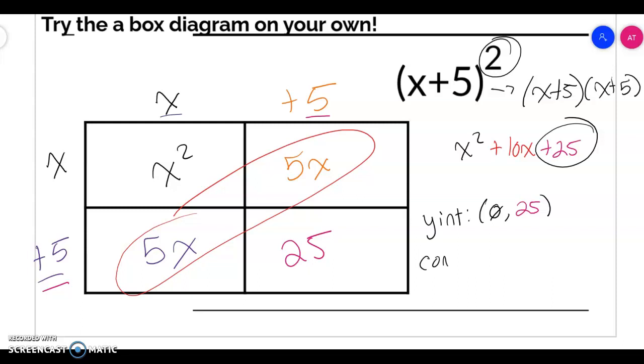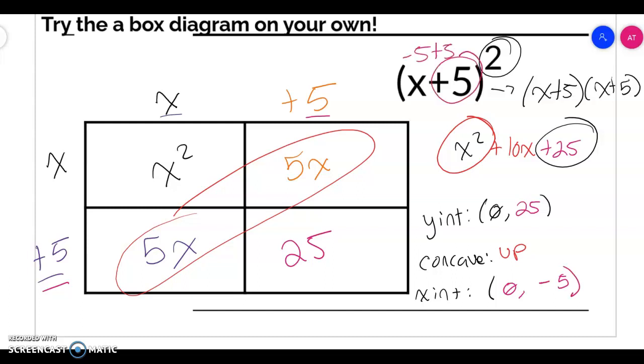I know that it's going to concave. Look at my x squared. It's a positive, so it's going to concave up. And my x-intercept is actually going to be one answer. It's going to be negative 5, 0. So if I put a negative 5 here, negative 5 plus 5 gives me 0. And that's where I want to see where my x-intercept is.